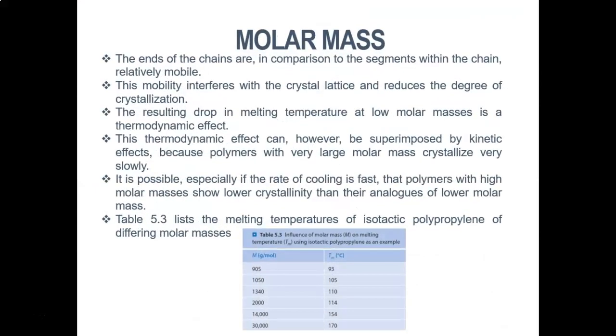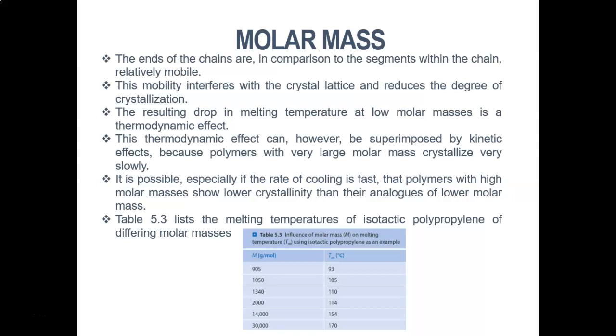In terms of the molar mass, the ends of the chain are, in comparison to the segments within the chain, relatively mobile. This mobility interferes with the crystal lattice and reduces the degree of crystallization. The resulting drop in melting temperature at low molar masses is a thermodynamic effect.